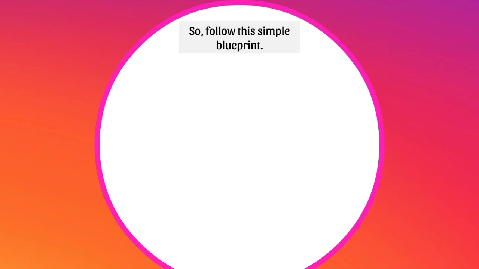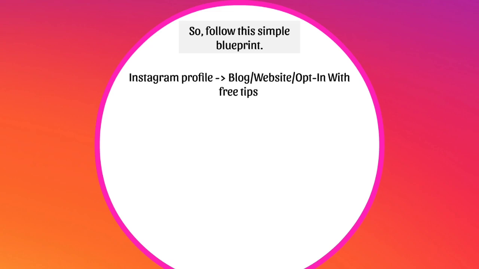So here's a basic blueprint that you can follow. From the Instagram profile, I recommend that you direct them to either a blog, your website, or an opt-in with free tips. So you're still trying to build their trust. There's still semi-cold traffic. If you send them to a blog with more content, more free information, then that's going to gain their trust. They're more likely to want more, right? Or if you're a brand, you can send them directly to your website and they can buy the products. But at the end of the day, you can use that.